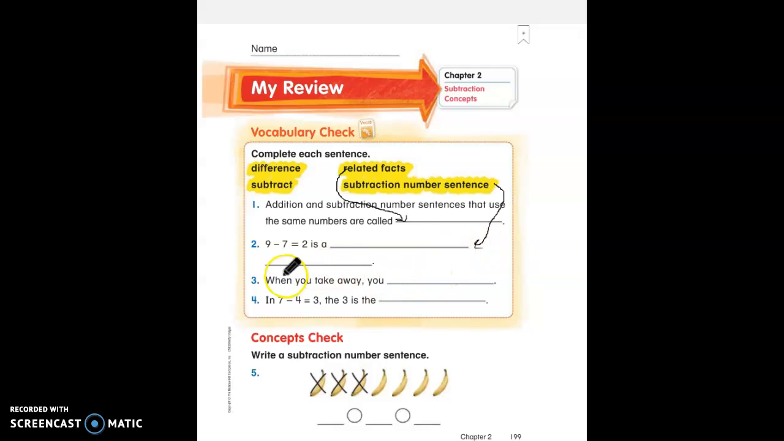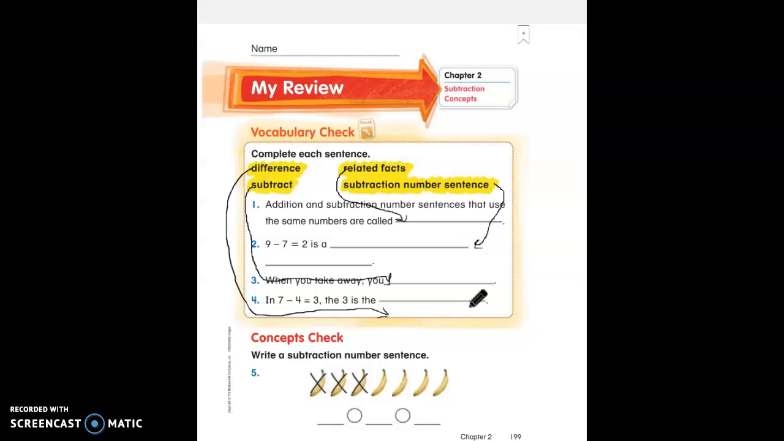Okay, number 3 is when you take away, you subtract, and that's going to be right here. Put the arrow there. And in 7 take away 4 equals 3, the 3 is the difference. So that one's going to go right here. Now, you can either keep making those arrows and then practice writing those words down in the blanks, or you can just leave it as arrows if you want to.